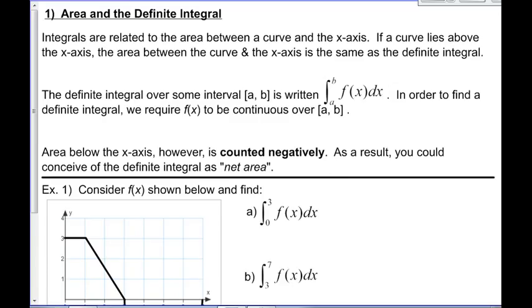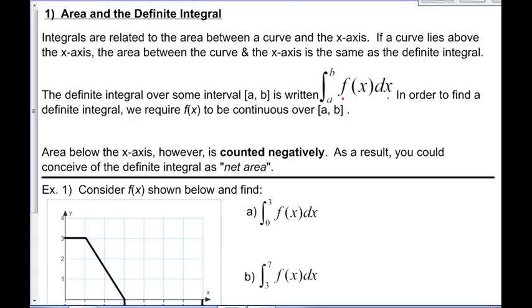Let's start by looking at the definite integral in terms of area. Integrals are related to the area between a curve and the x-axis. If a curve is totally above the x-axis, then the area and the definite integral are the same thing. The definite integral is written like this, and it has boundaries a and b. Those are left and right boundaries, typically, or beginning and ending. In order to find a definite integral, we require f of x to be continuous over the interval a b.